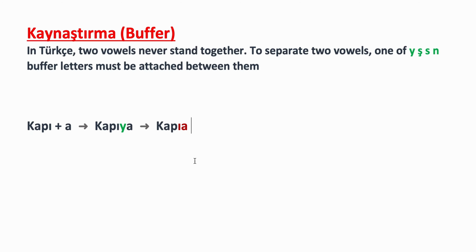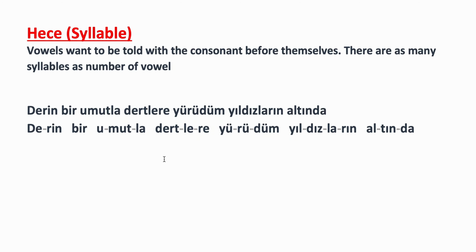Okay, next thing is hece, which means syllable. This topic will teach how to pronounce words. Every word consists of syllables. A syllable is a single unbroken sound unit. I suppose you are already familiar with it, but I know some people struggle with it.